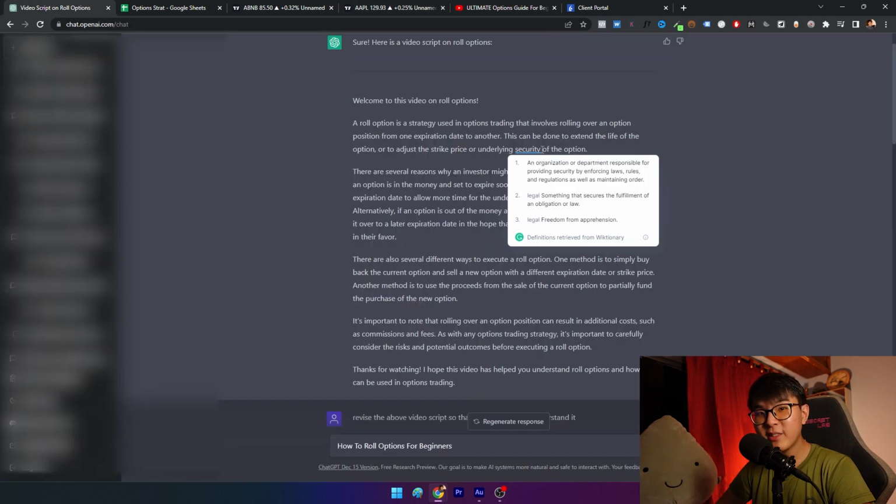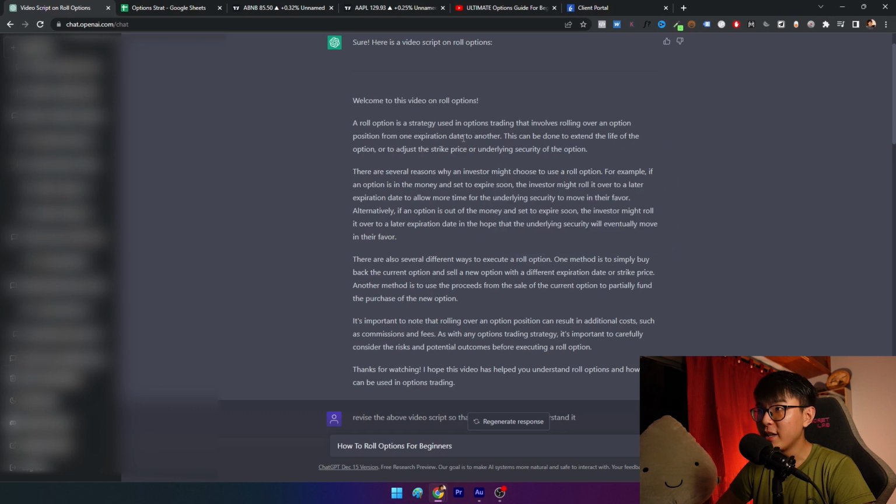Here's a definition of how to roll your options. A roll option is a strategy used in options trading that allows rolling over an option position from one expiry date to another. This can be done to extend the life of the option or to adjust the strike price or underlying security of the option. This may be a little bit difficult to understand, so I'll try to simplify it even more.